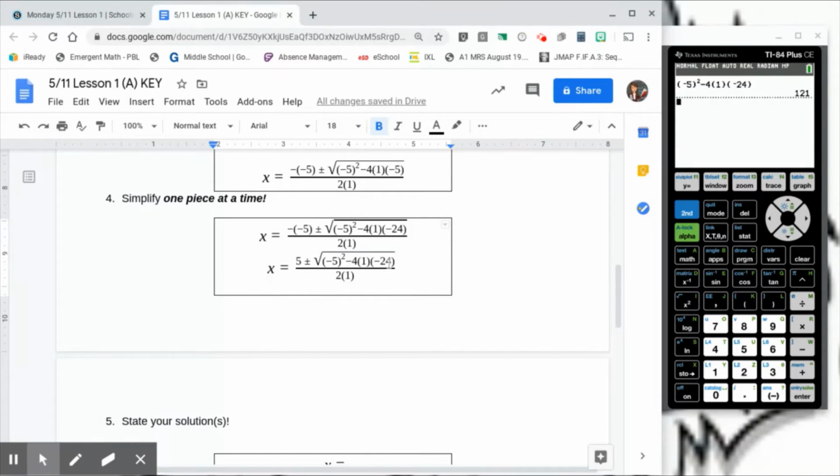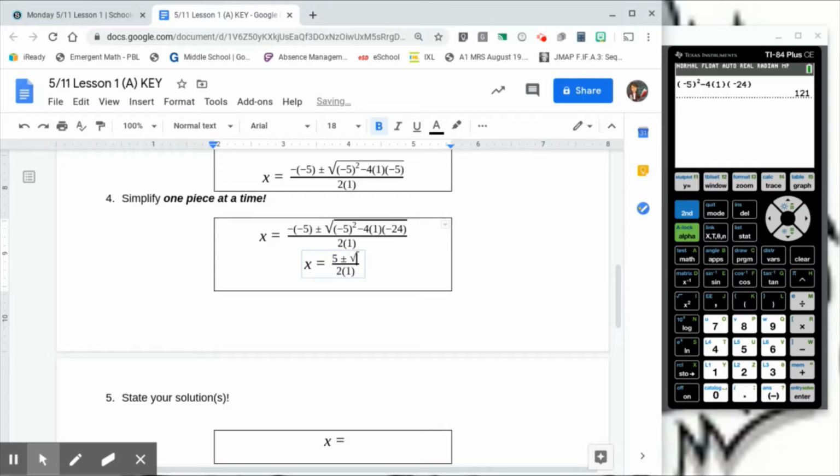Okay, so I'm going to just erase the inside here. It's actually kind of helpful doing it on a Google Doc with the formula, because you can just replace as you go. And then down here, down in the denominator, 2 times 1 is just 2. Okay, so we are really close to simplifying this now.